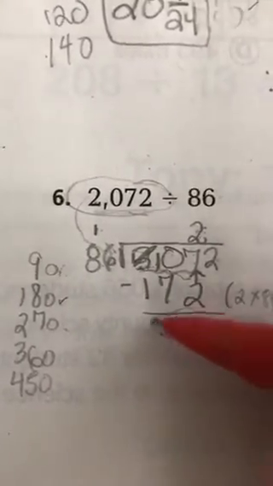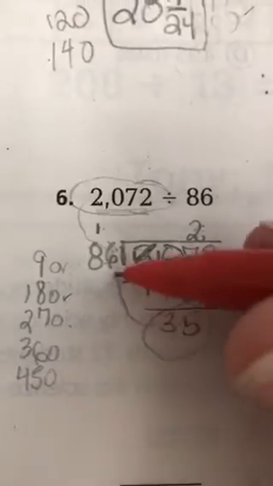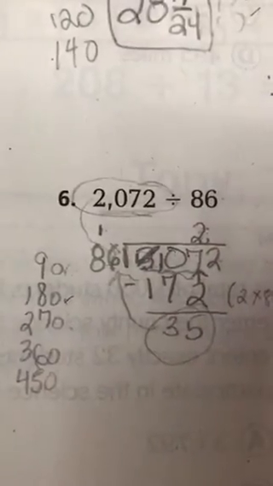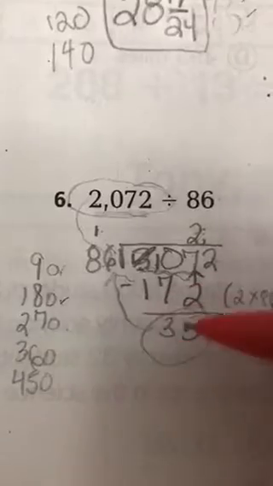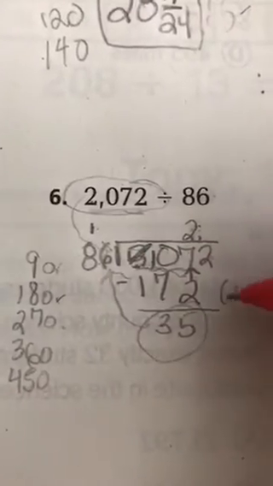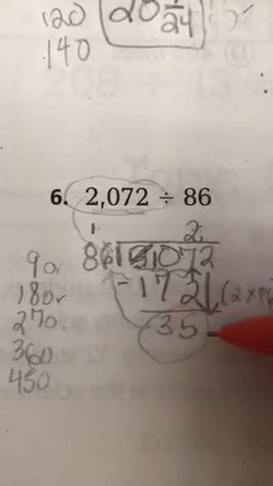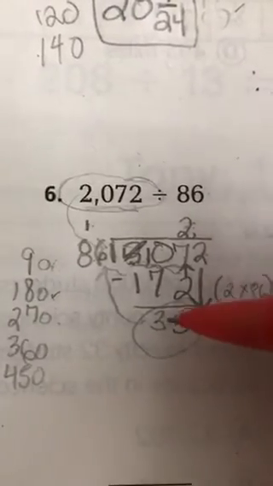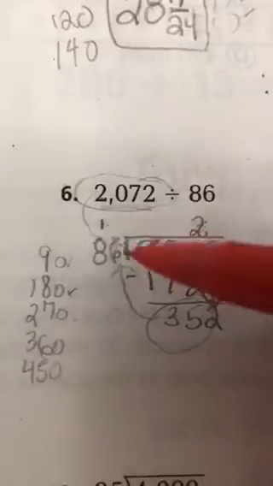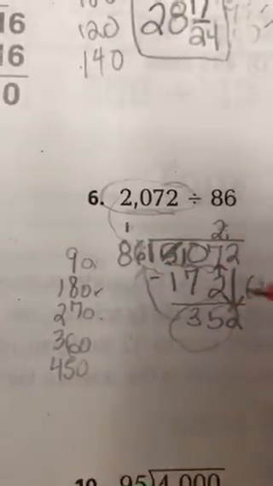Check your remainder against your divisor. Is 35 less than 86? Yes, it is. So since it's less than my divisor, I know that's good. And I'm going to move on to my ones place. So I'm regrouping those 35 into my ones. And now I have 352. And again, I'm dividing it into 86 groups.